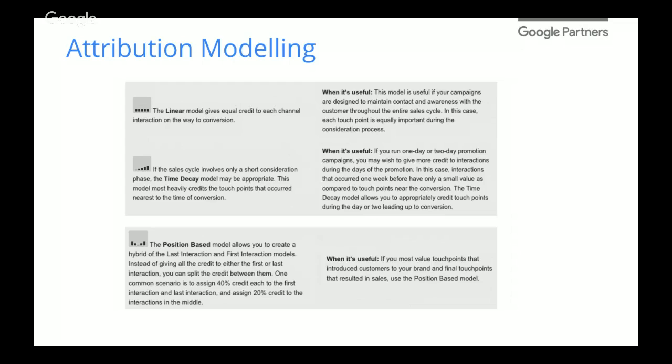And second last here, the position-based model allows you to create a hybrid of the last interaction and first interaction models. So instead of giving all the credit to either the first or last, you can actually split the credit between them and assign a certain percentage of credit to the interactions in the middle. This is useful if you value the touch points at the start and at the end of the cycle as most important to winning the customer over.